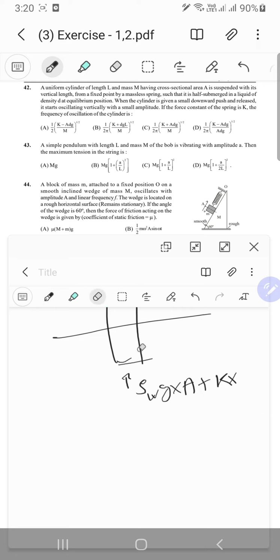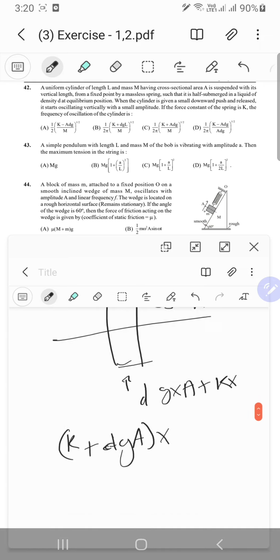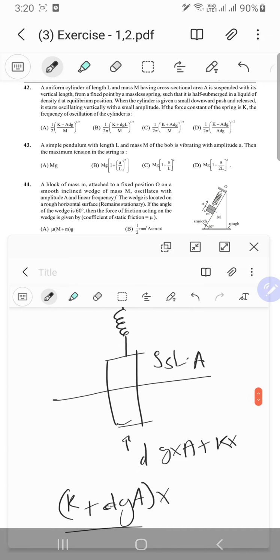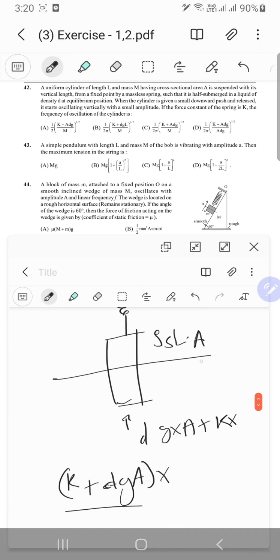So that's nice. Okay, so density is d. So it's got kx, k plus dga, into x upon the mass, which is density, and then all this stuff. Cool.